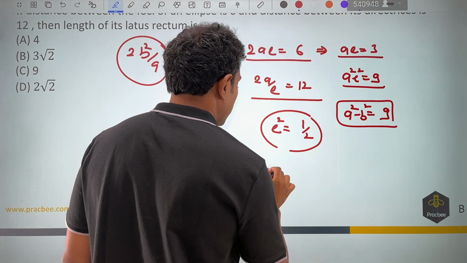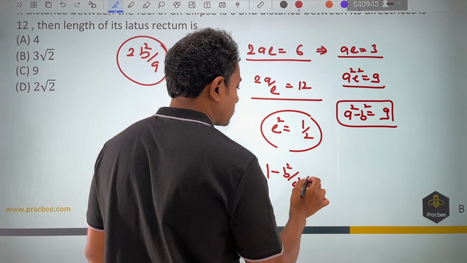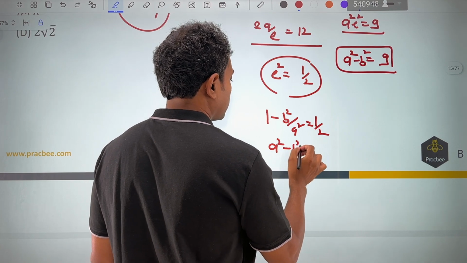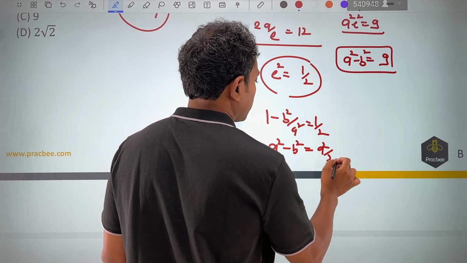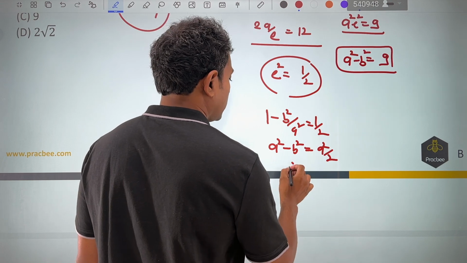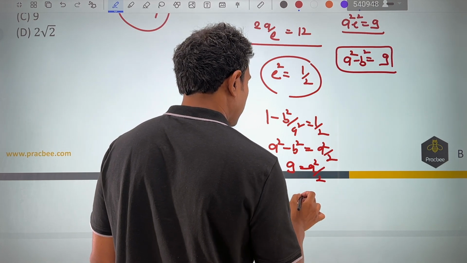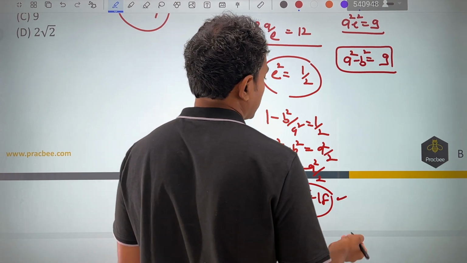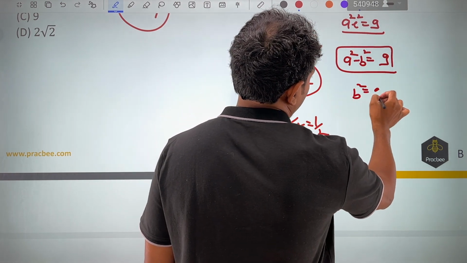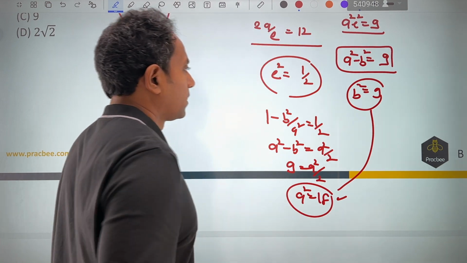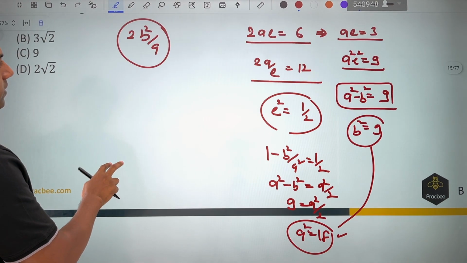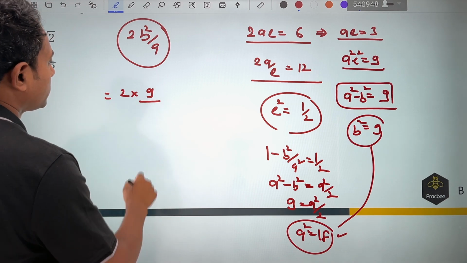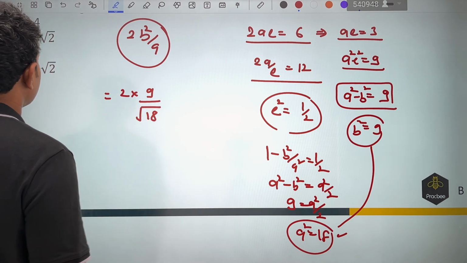Now using these, this can be written as 1 minus b square by a square is equal to 1 by 2. So a square minus b square will be equal to a square by 2. This value is already 9. So by using this, I have got the value of a square, that is nothing but 18. Once you have got the value of a square as 18, you can see b square will become 9 from observation. And now you have got all the important parameters to find the value of 2b square by a. So this becomes 9 and this becomes nothing but root 18. So we have got the answer.